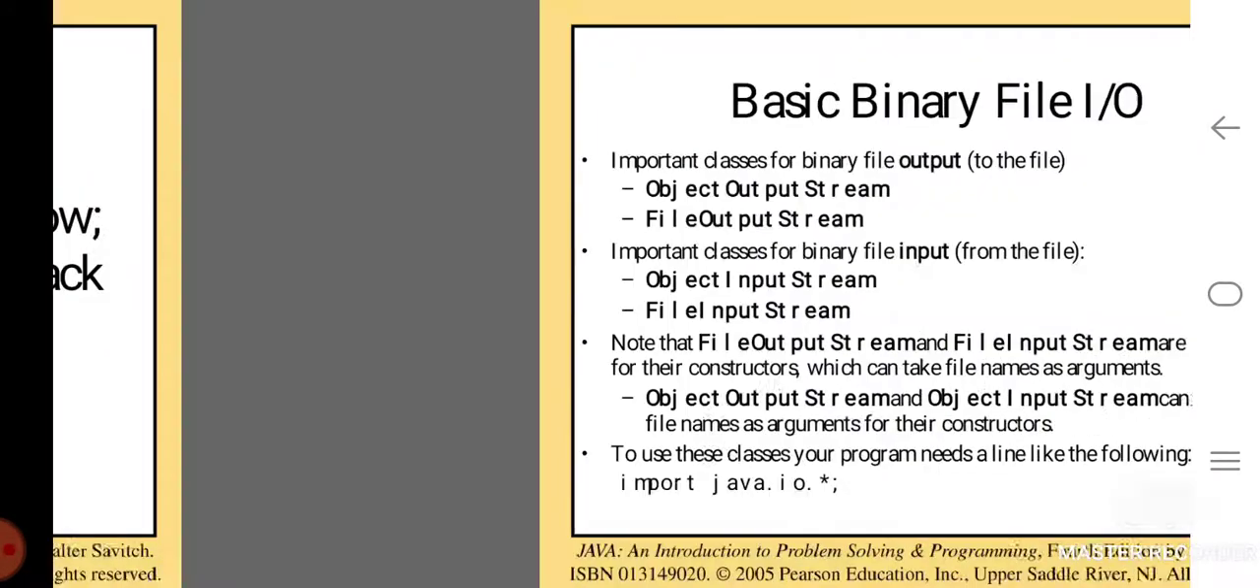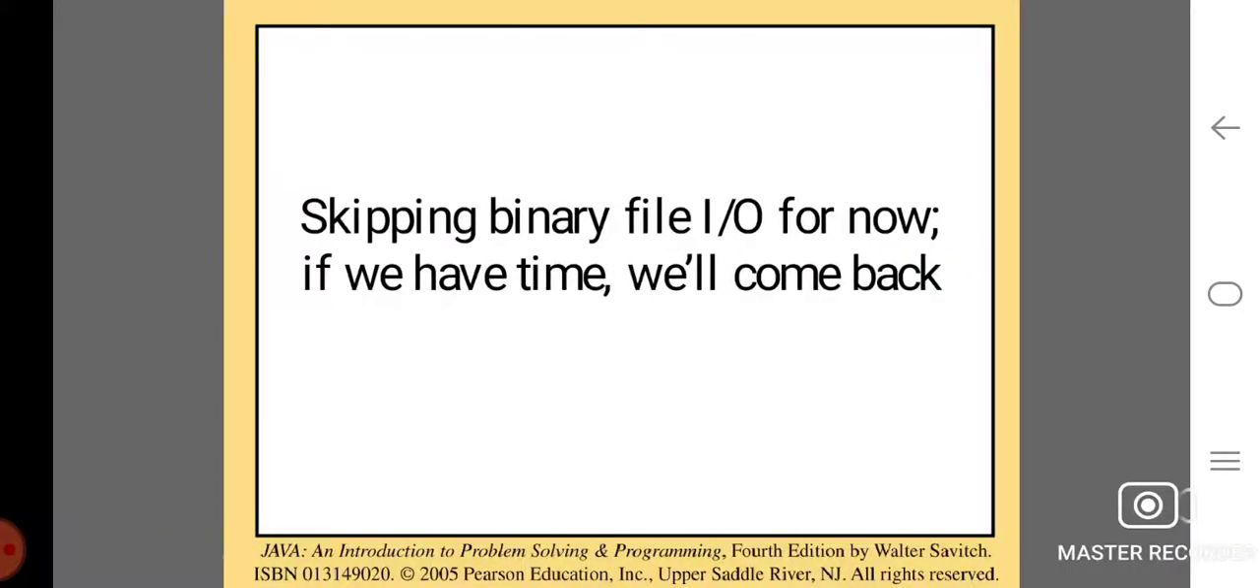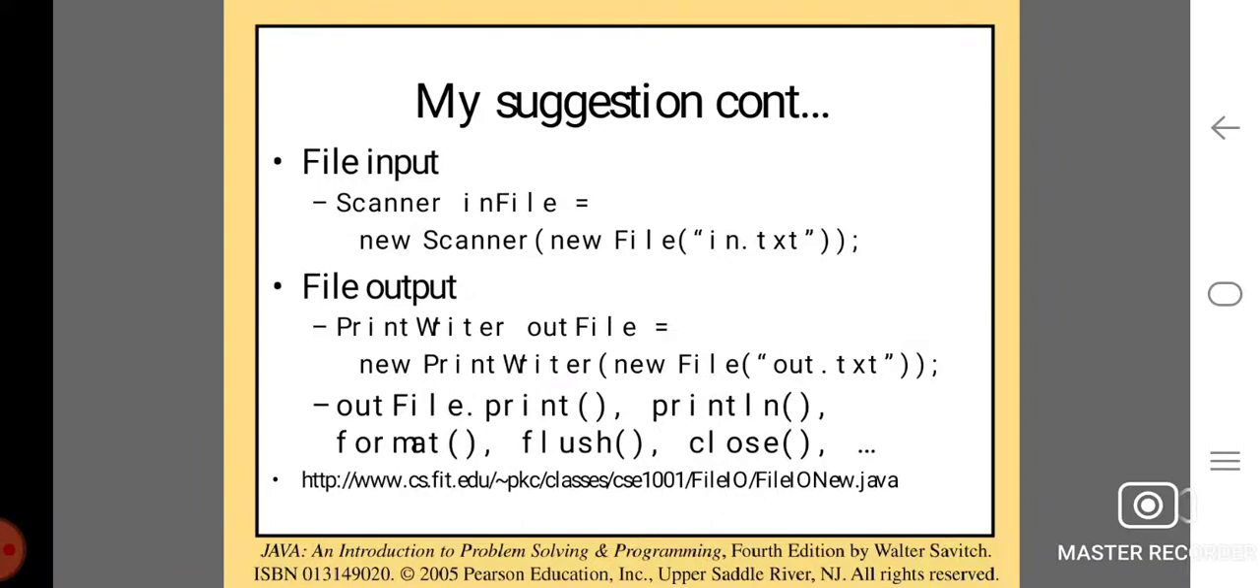Skipping binary file IO for now. Basic binary file IO, we'll come back to. File input: Scanner inFile = new Scanner(new File("in.txt")), and file output: PrintWriter outFile = new PrintWriter(new File("out.txt")), and outFile.println, format, flush and close.